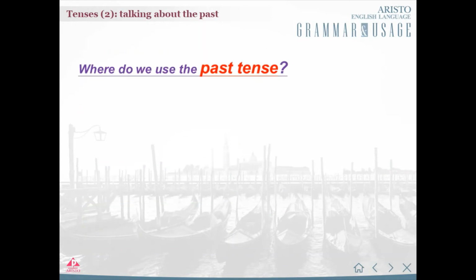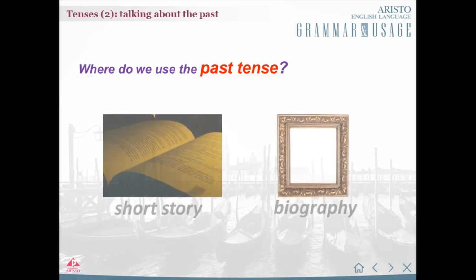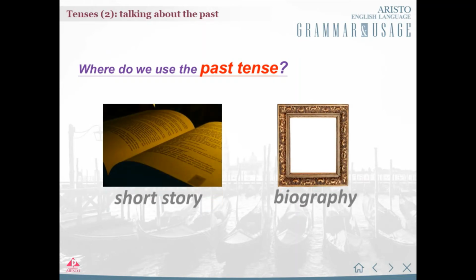Now that we have discussed different ways to talk about the past, let's find out where the past tense is used. Although the past tense is used in almost all forms of writing, you will often find it in short stories and biographies. This is because these text types are likely to be recounting events from the past.